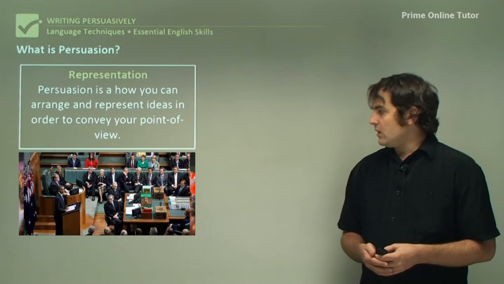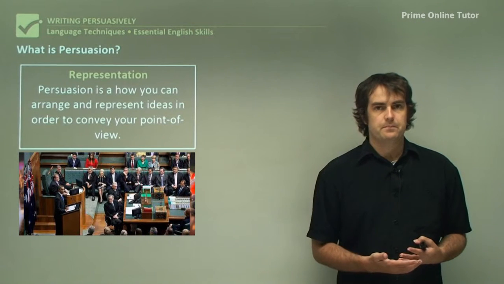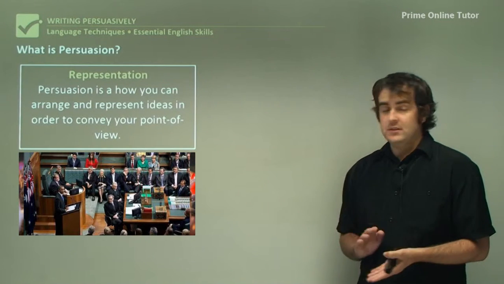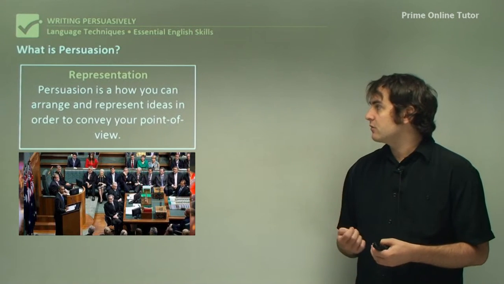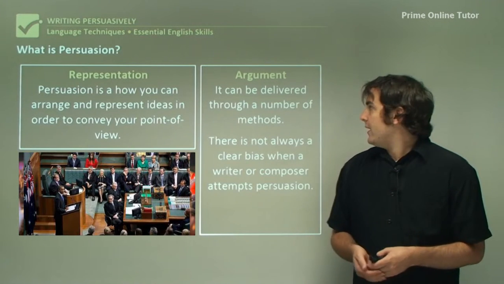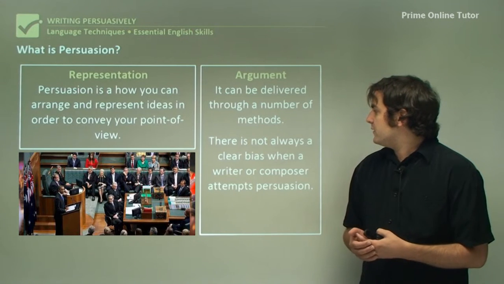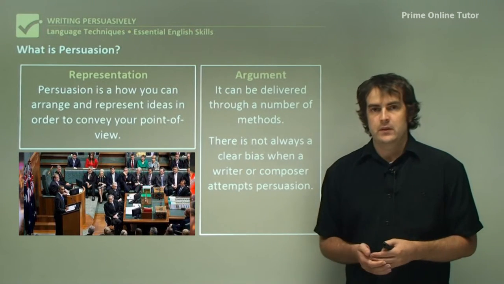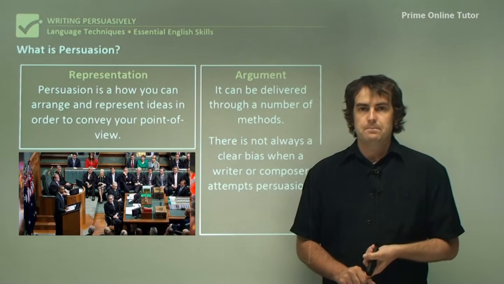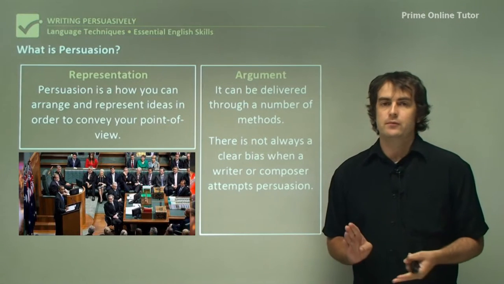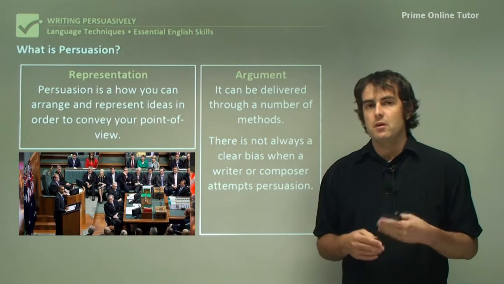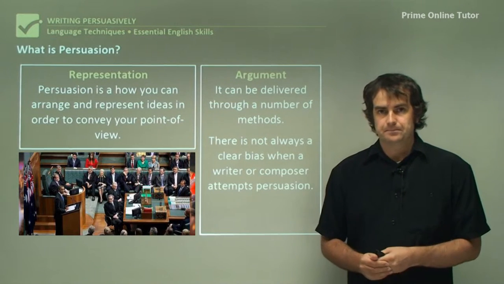Alright, so first thing, what is persuasion? Well, I'm going to look at it from the two points I just mentioned, which were representation, which is how you can arrange and represent ideas in order to convey your point of view, and argument, which can be delivered through a number of methods, and it's not always a clear bias. So by both of those things, representation is the form and the type of language and the type of images and the presentation of ideas, how this argument is being represented in order to get you on board with it.